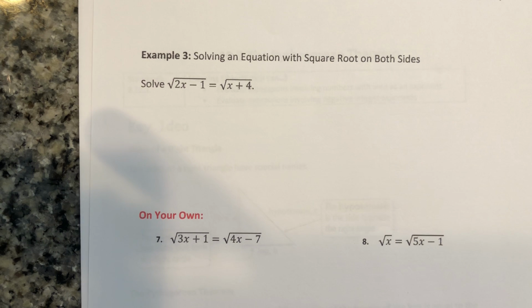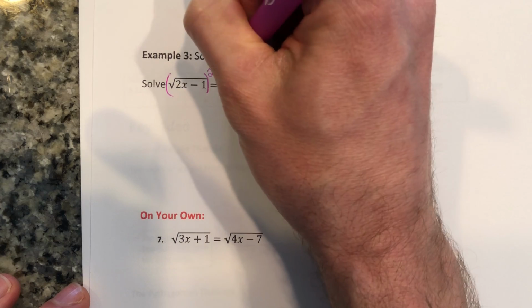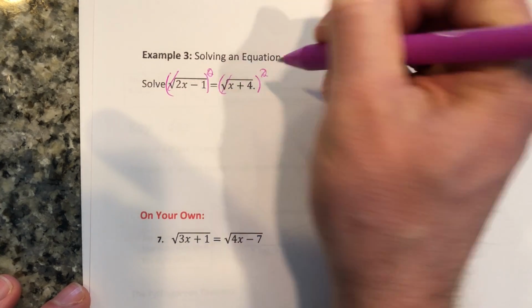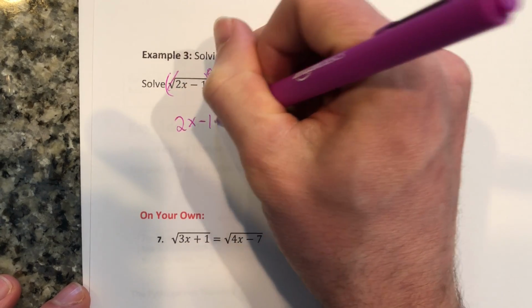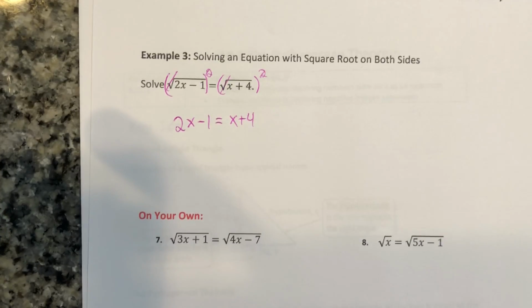Now, the next one is, what if we have square roots on each side? Well, if we have square roots on each side, we can still use that same property. We can still square each side. And if we do that, it would look like this. So see how they're by themselves. So we can square each side. The square roots and the squares would cancel each other out, so we'd be left with 2x minus 1 equals x plus 4. At this point, we can then just solve this.